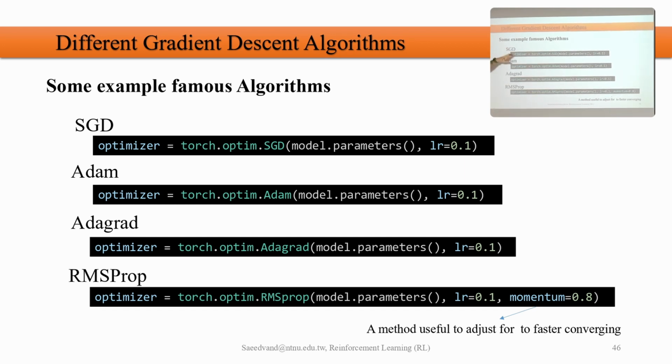For example, if you want to implement SGD for your network, you write optimizer equal to torch.optim.SGD, and you give again your model parameters, meaning the network, and you give the learning rate. This is the learning rate that I was mentioning; finding it is a little bit challenging. In one of these slides, I also explained what it means and how we can work with it.